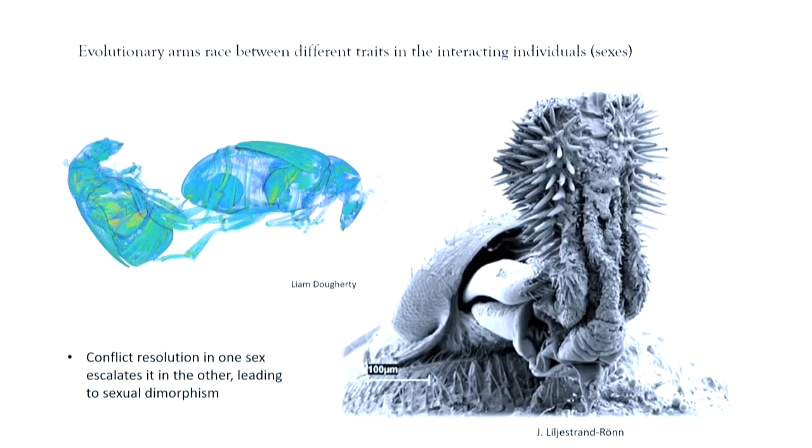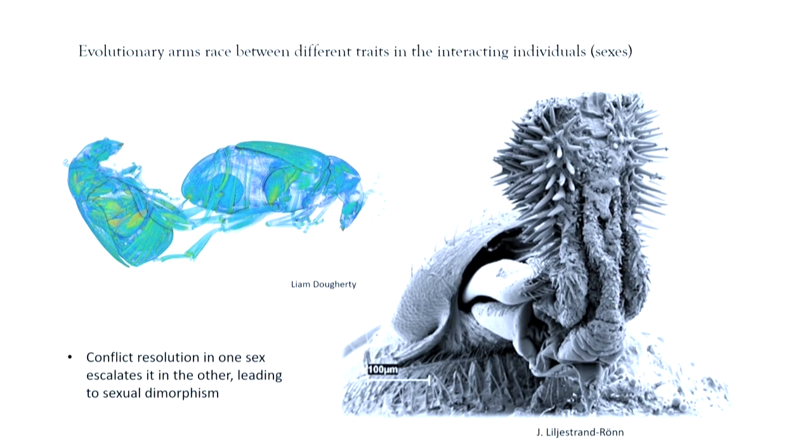And so in the seed beetle system that we work on, here's a CT scan image of it. The extreme sexual conflict trait is this male aedeagus here, and it doesn't take much to see why that causes fitness reduction in mating in females.